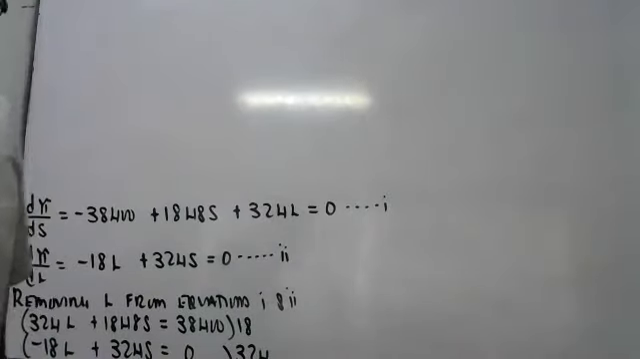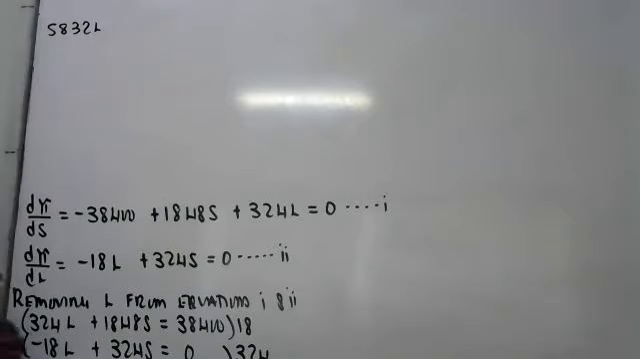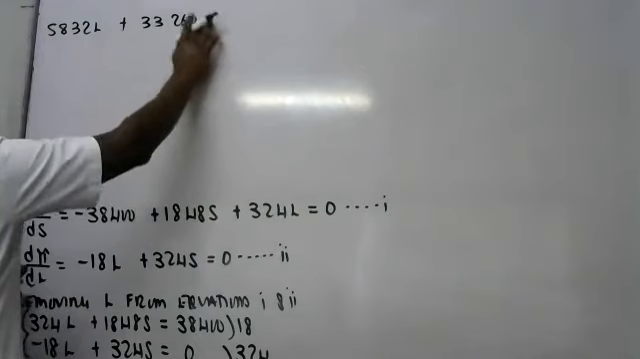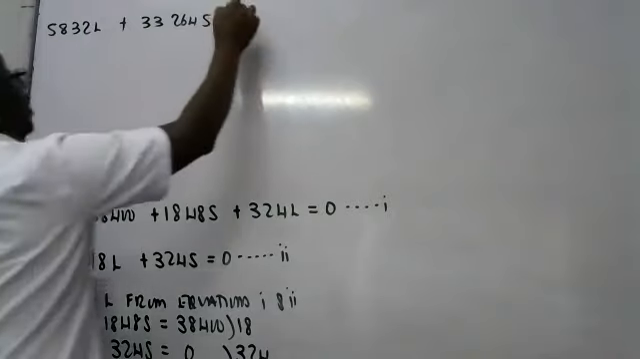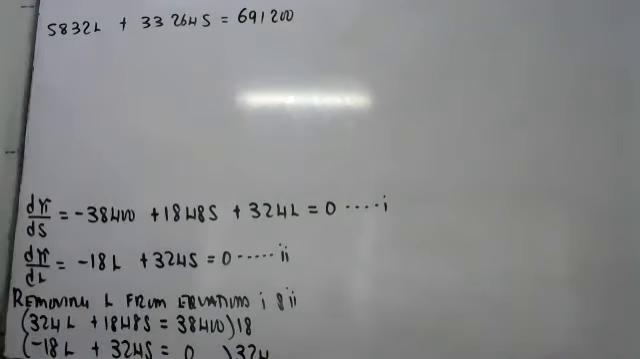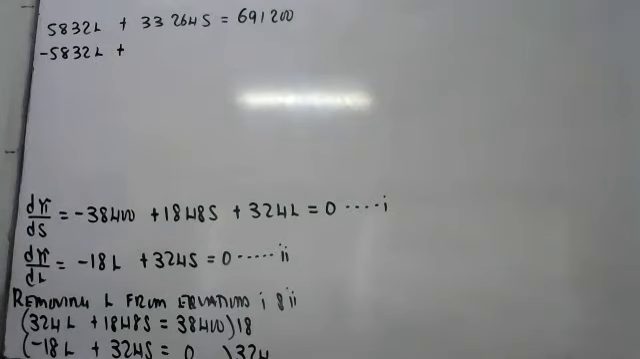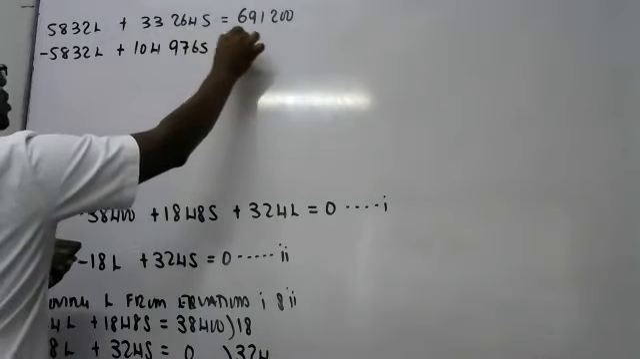When you multiply by opposite coefficients, you will say 324 times 18 is 5832 L, plus 1848 times 18 is 33264 S, is now S. Z equals 2, but 8400 times 18 is 151,200. Then this one obviously will be minus 5832 L plus 324 times 324 is 104976 S equals 0.